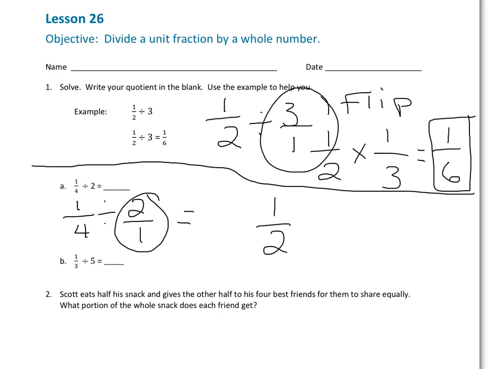You bring in that first fraction of 1/4, and now you multiply. 1 times 1 equals 1. 4 times 2 equals 8. So 1/4 divided by 2 is 1/8. I'm going to have you try part B on your own. When you're done, let's move on to number 2.